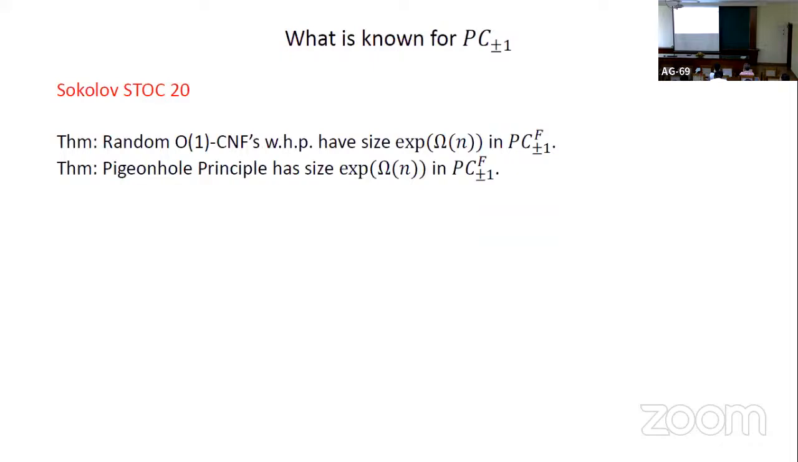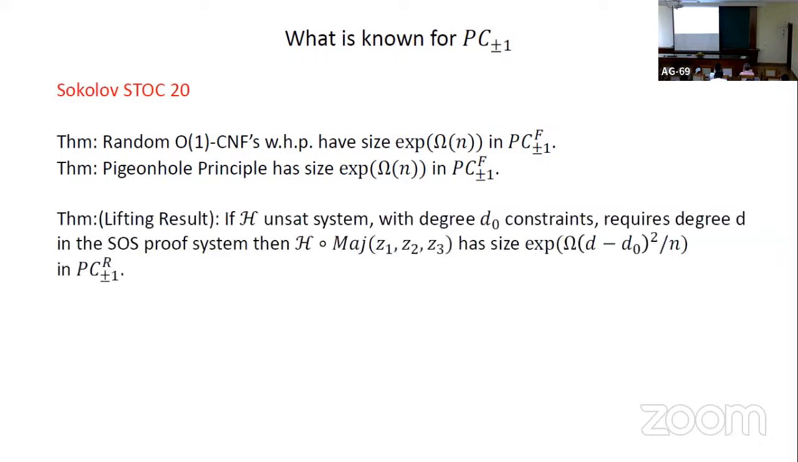So what do we know about PC plus minus? As I said, until recently we had no lower bounds in the system. Sokolov in STOC 20 showed the first lower bound in this setting, showing that for random order-1 CNFs, with high probability, the pigeonhole principle will have an exponential size lower bound for PC plus minus.